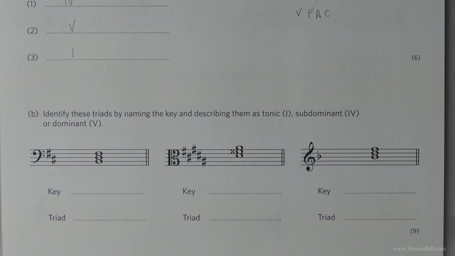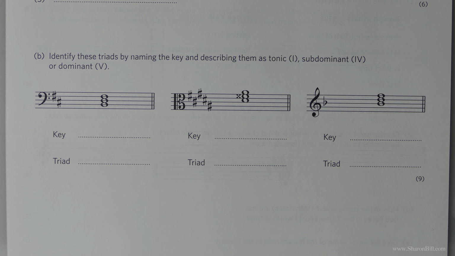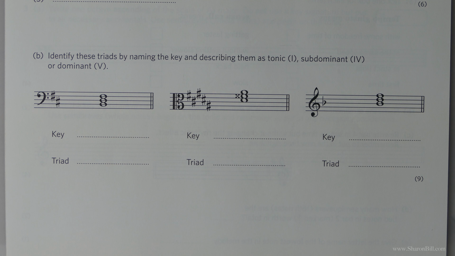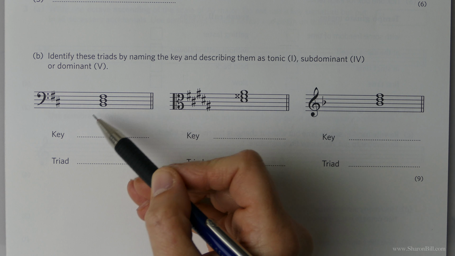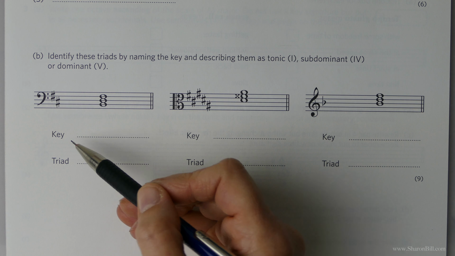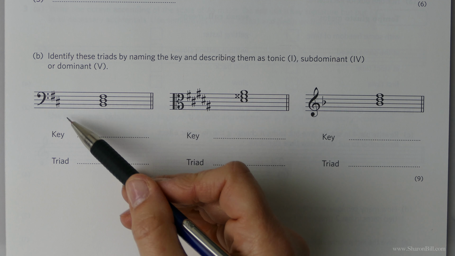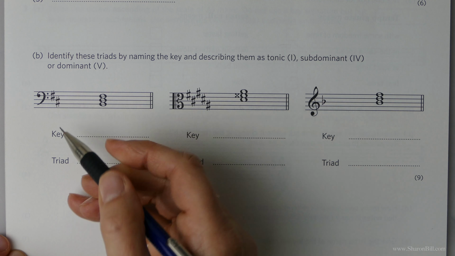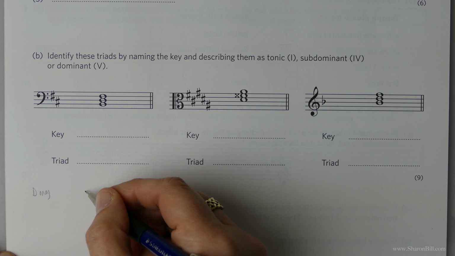So it's the same thinking now for this next question here, but we need to extrapolate that thinking further. We've got to explore a few more avenues to get to the answers here. So we need to identify these triads, but first of all we need to name the key, and so it could be chords 1, 4 or 5, and it could be a major or a minor key, so we're going to have to consider all the options here. So the key, it could be D major, or it could be B minor.